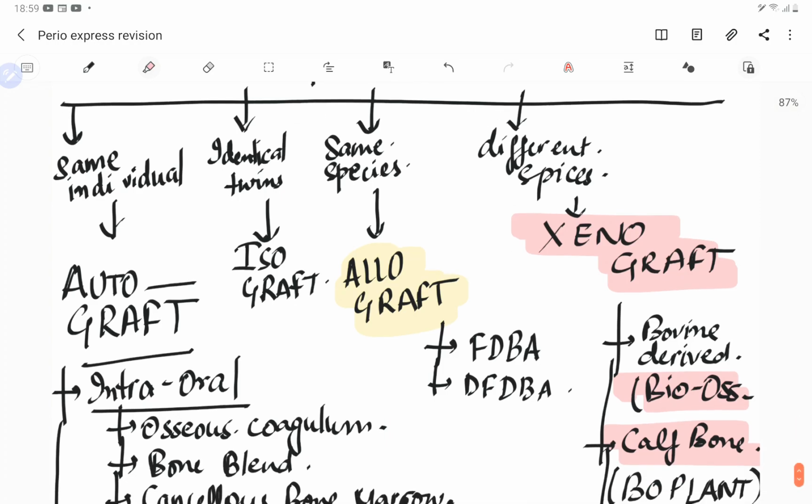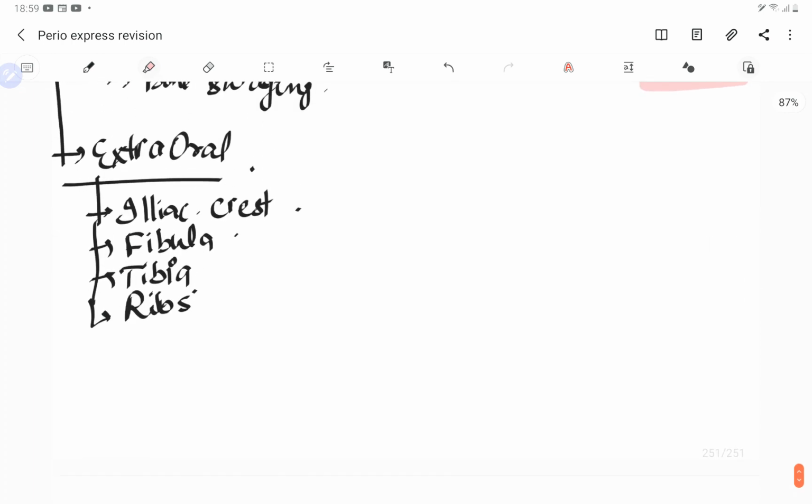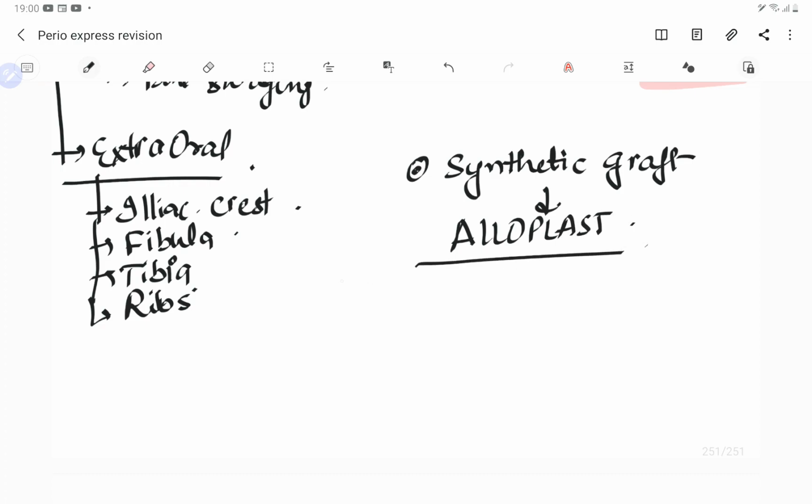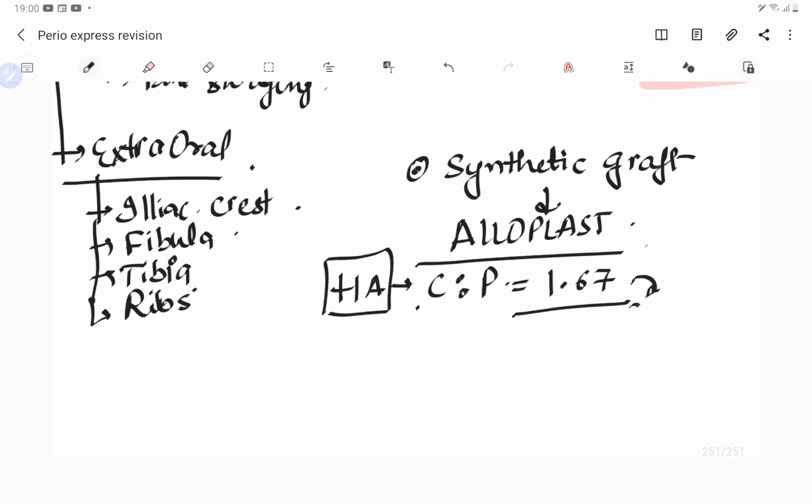What about the synthetic one? Okay, we have the space here, we can write here, synthetic graft. Synthetic grafts are known as alloplasts. In the alloplasts we have hydroxyapatite. Basically this hydroxyapatite is calcium and phosphorus in the ratio of 1.67, which is close to the normal bone. Hydroxyapatite is non-bioresorbable.